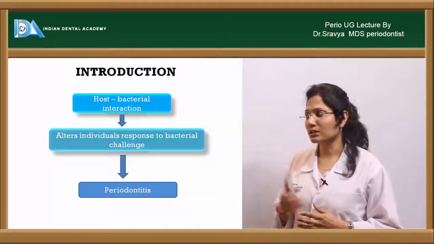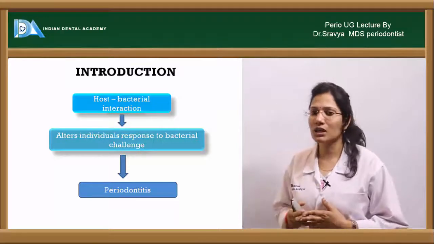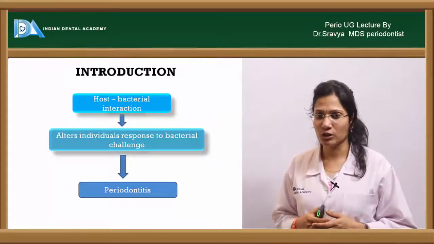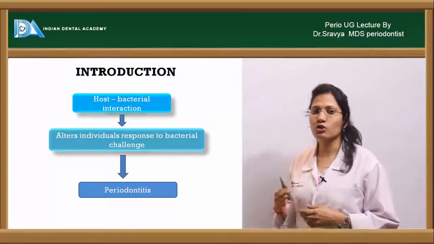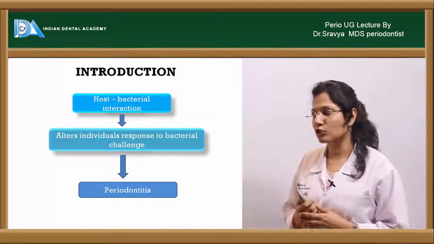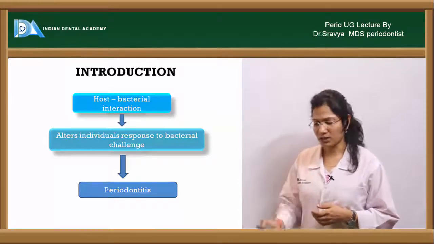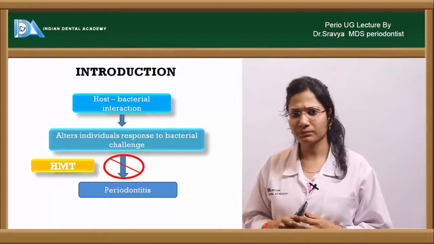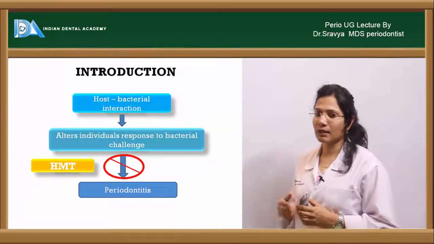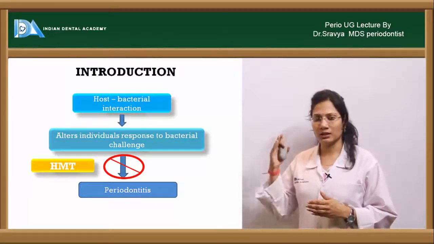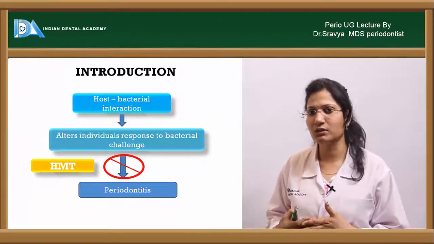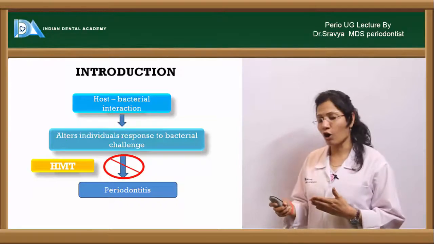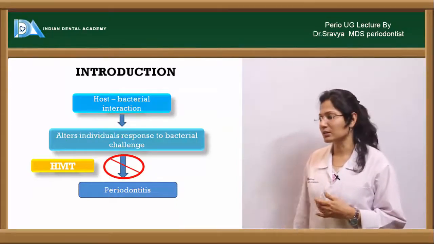Now this slide indicates that whenever there is a host-bacterial interaction, this results in an altered immune response, or an altered individual response to the bacterial challenge. If this alteration is too much and there is an imbalance, this will lead to the disease process, that is periodontitis. So where does HMT play a role? It plays a role in altering the immune response of the individual, therefore limiting the development of periodontal diseases, either at the starting stage or initiation, or it will help in the regression or preventing the progression of the further disease process.